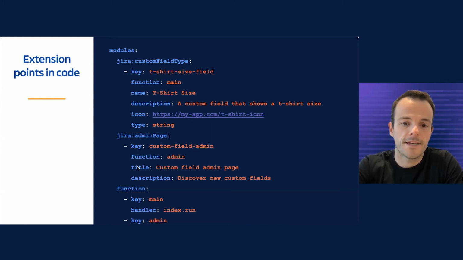A single app can have multiple modules of the same type, like you could have multiple different custom fields, and they can also have different types of modules. So you might have some custom fields, and then you might have an admin page where the user can explore or configure those fields.